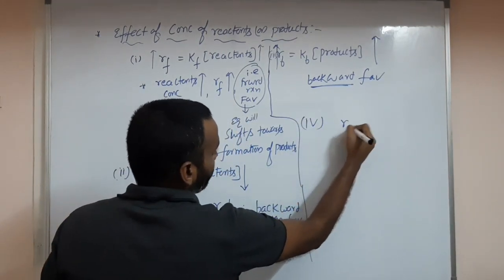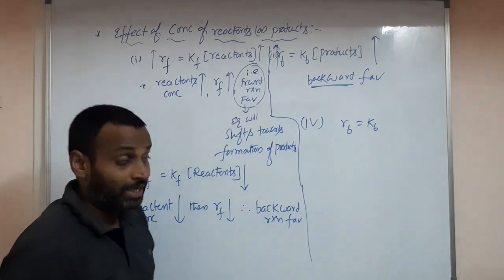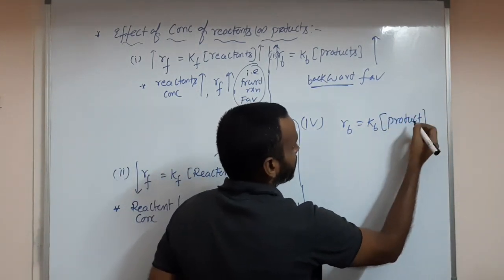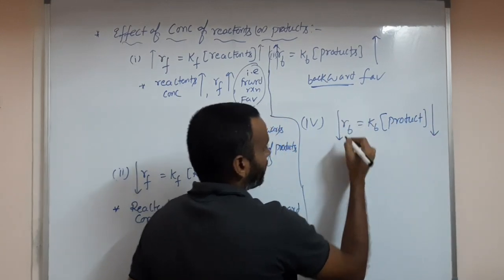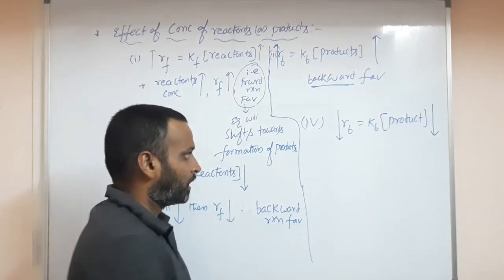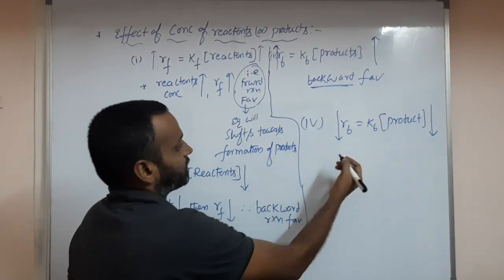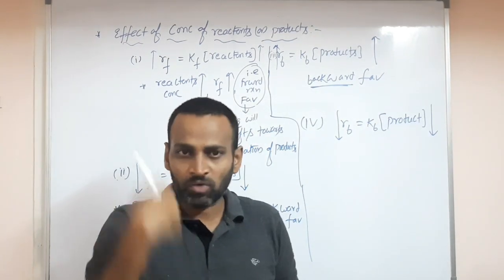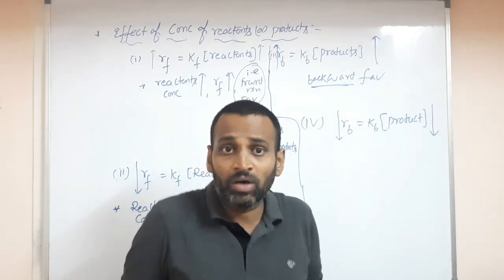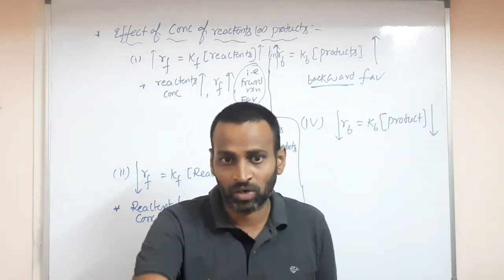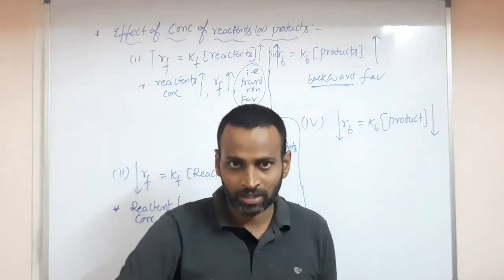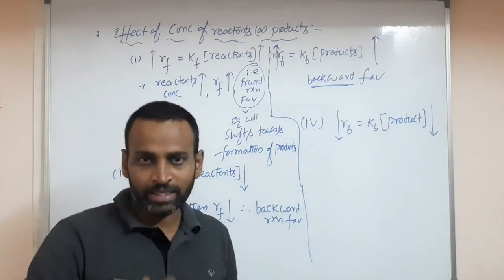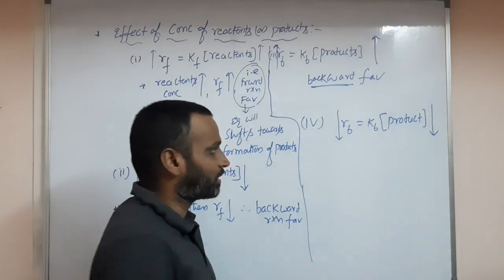Rate of backward reaction is equal to Kb into concentration of product. So when product concentration decreases, the rate of backward reaction decreases. As in the previous eating example, when product concentration is less, the forward reaction is more. When you feel hungry, you eat fast. Eating is the forward reaction, vomiting is the backward reaction. So when product is less, certainly forward reaction. You have to simply remember like that.